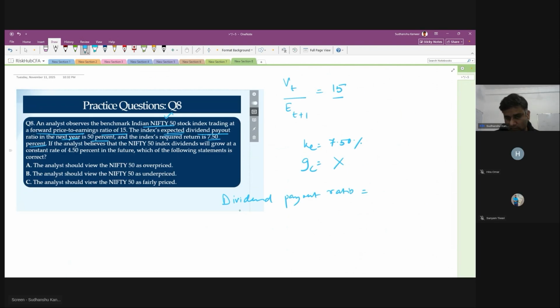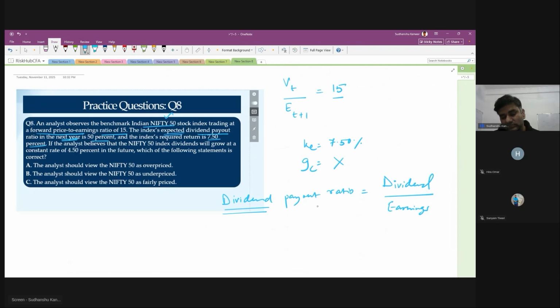In finance, as we go ahead, you will realize anything which is a payout ratio is a ratio. So it's a dividend, and you are dividing by something. Dividend payout ratio in simple terms is dividend by earnings. But the question is telling you dividend payout ratio in the next year.